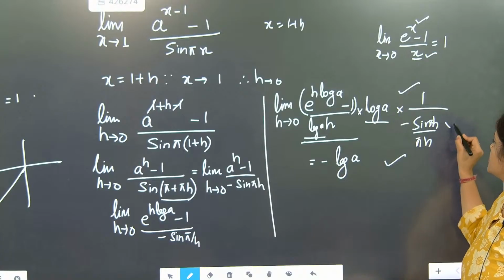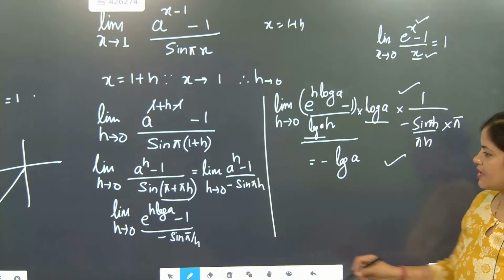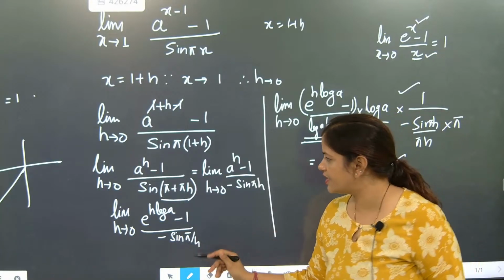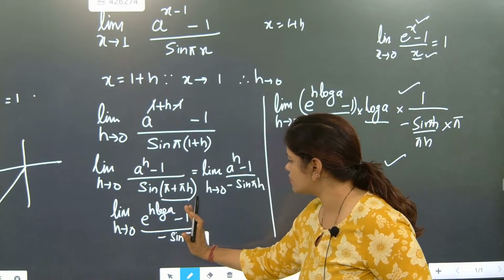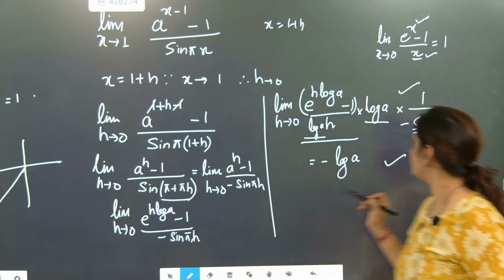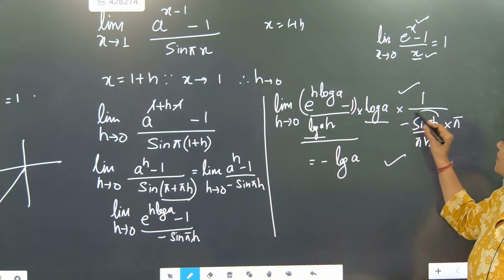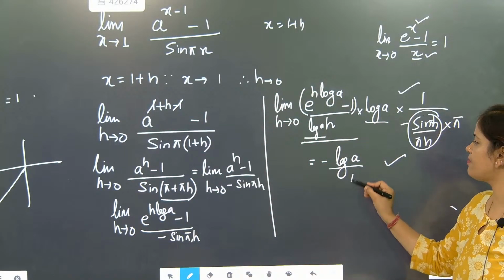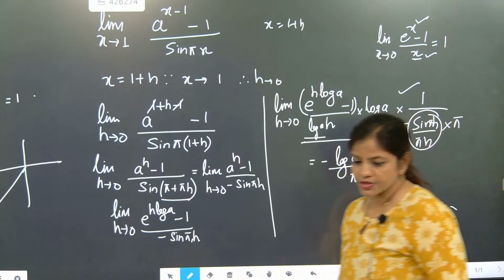So here pi will also be multiplied, because sin pi h will also be there now. So sin pi h is also there, so pi h. So we need to multiply pi also. This will become 1, beta. This by pi will become the answer.